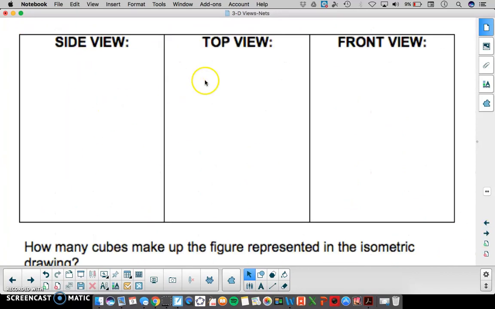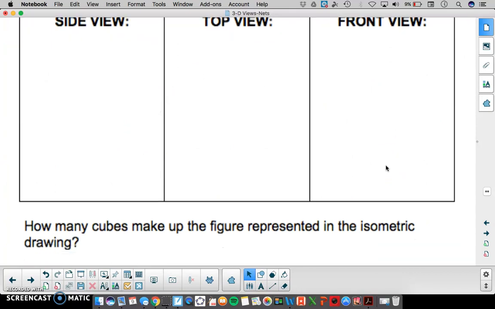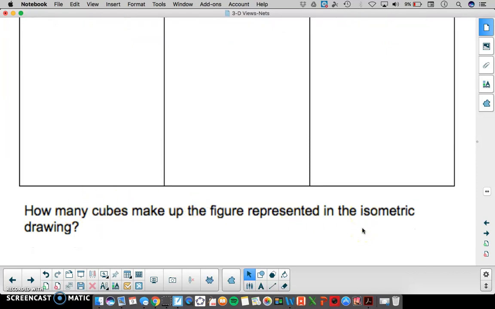And draw the side, top, and front views of that. Then I also want you to answer the question for this one: how many cubes make up that figure represented in the isometric drawing?